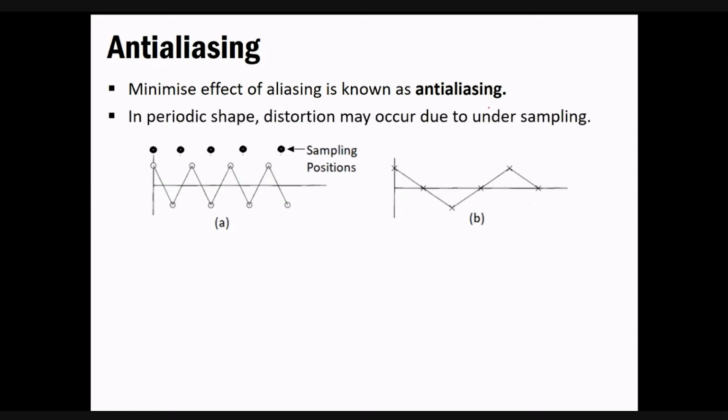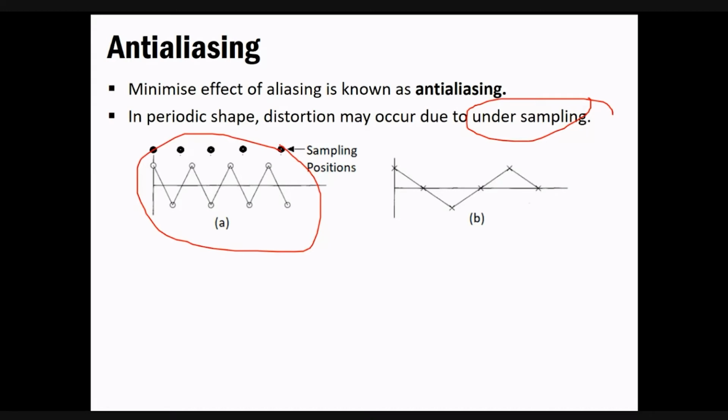What is the problem, what we want to change and what we want to work with. Basically aliasing is one problem and now we have to deal with it with the help of the anti-aliasing concept. Minimizing the effect of aliasing is known as anti-aliasing. As we have seen, distortion may occur due to undersampling, and these are our sampling positions.